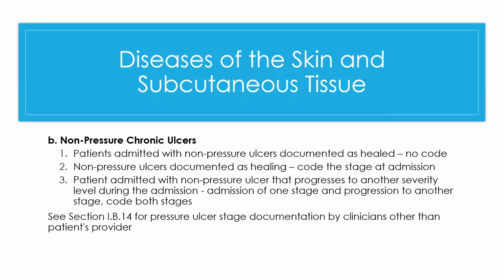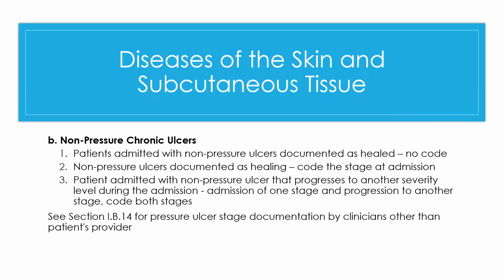Next up, we have non-pressure chronic ulcers. So we have 3 guidelines for this. Number 1, patients admitted with non-pressure ulcers documented as healed. Again, no code is assigned if the non-pressure ulcer is documented as healed at the time of admission. Number 2, non-pressure ulcers documented as healing. It follows the same guideline as previously stated.